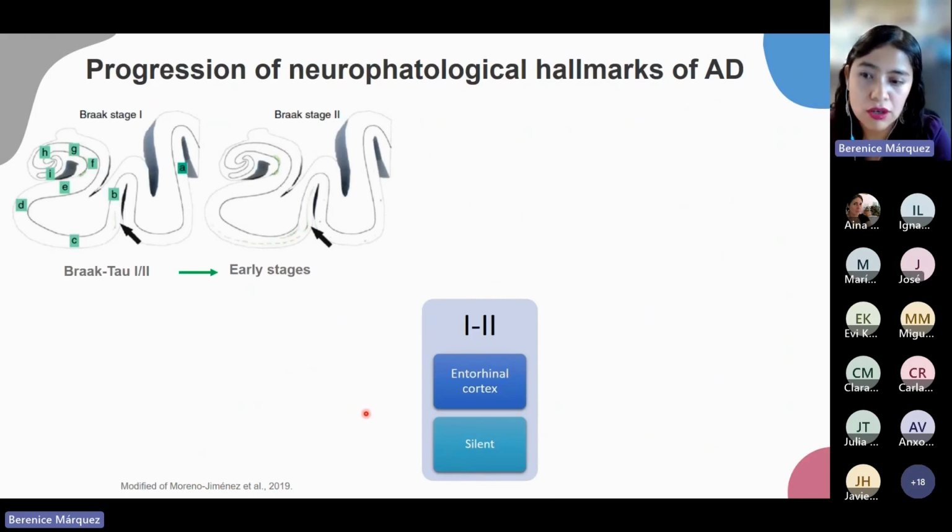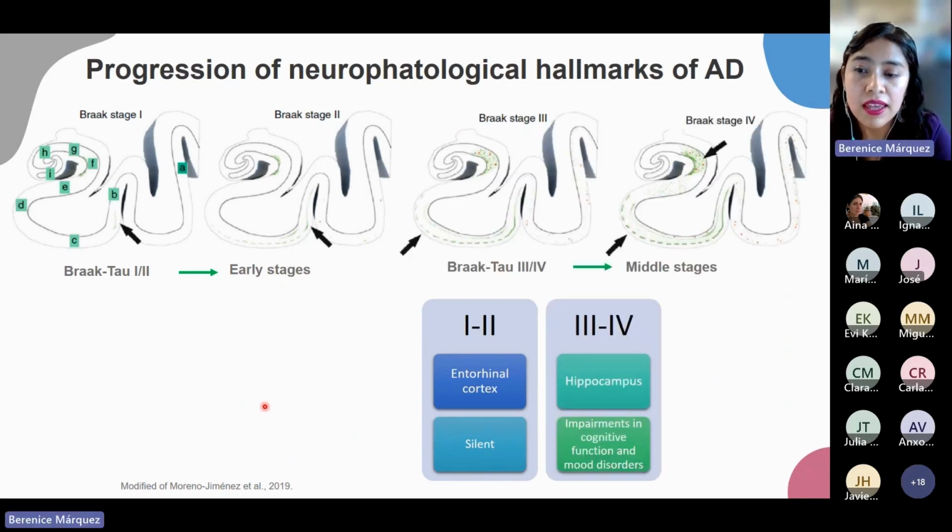In the early stages of the disease, there is a little distribution of the neurofibrillary tangles in the entorhinal cortex and is absent in the hippocampus. In these stages, there's no evidence of clinical symptoms in the majority of patients. However, as the disease progresses, the distribution and quantity of plaques and tangles are increased. These stages may be silent, or some alteration can appear, such as impairment in cognitive function and mood disorders.